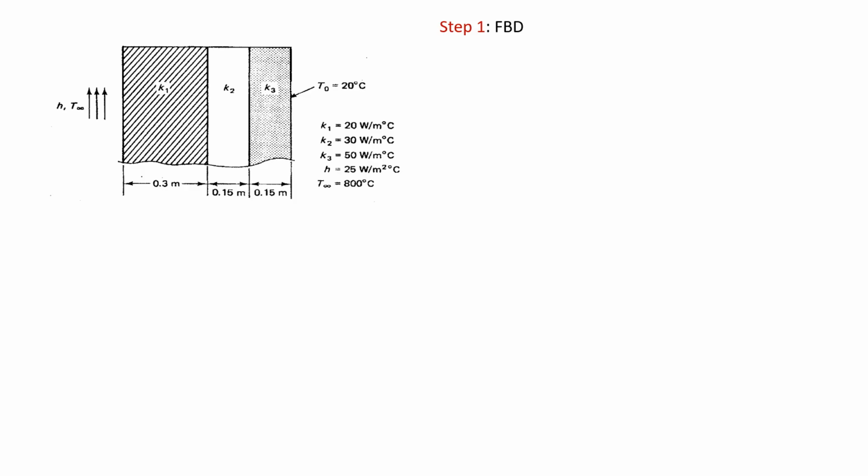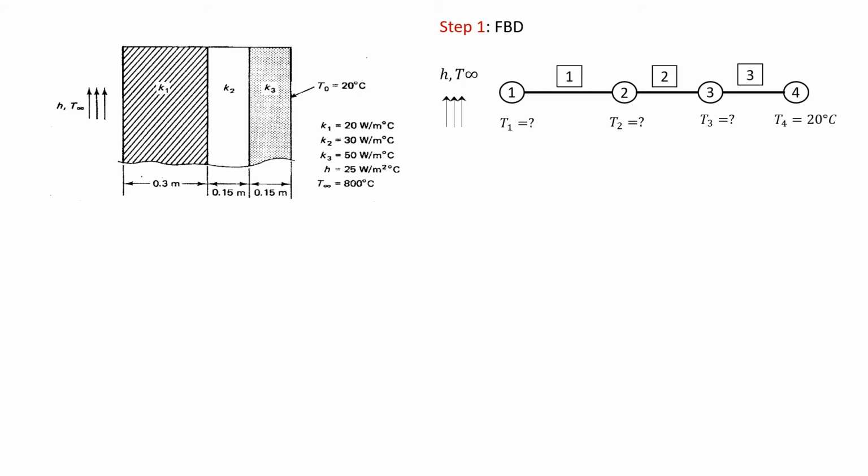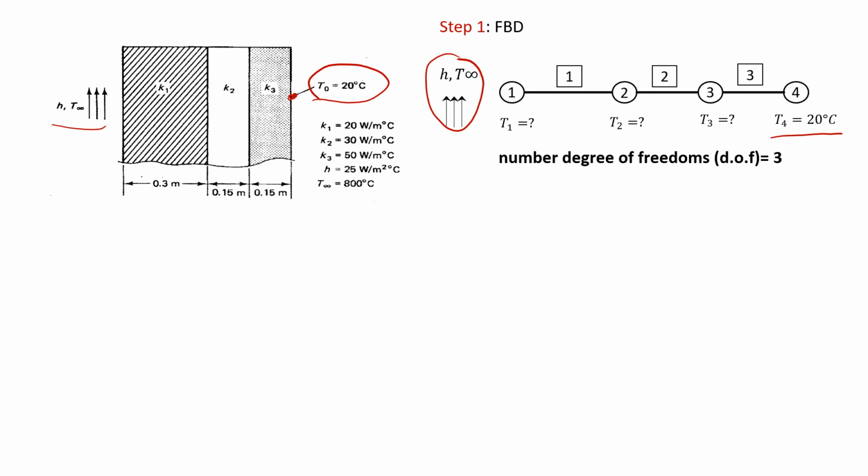The first step that we have to do is to draw the free body diagram of this wall. First, we have to define the nodes. As in this wall, there are 4 layers, we will create 4 nodes to represent each of the layers. Moreover, in this problem, the T4 for this wall on the right side is already specified with the value 20 degrees Celsius. Therefore, T4 is already known. At the same time, the convection process takes place on the left side. So we can represent this convection process with this symbol that we put on the left side of our free body diagram. The next step is to determine the number of degrees of freedom. In this case, there are 3 degrees of freedom, which are T1, T2, and T3.